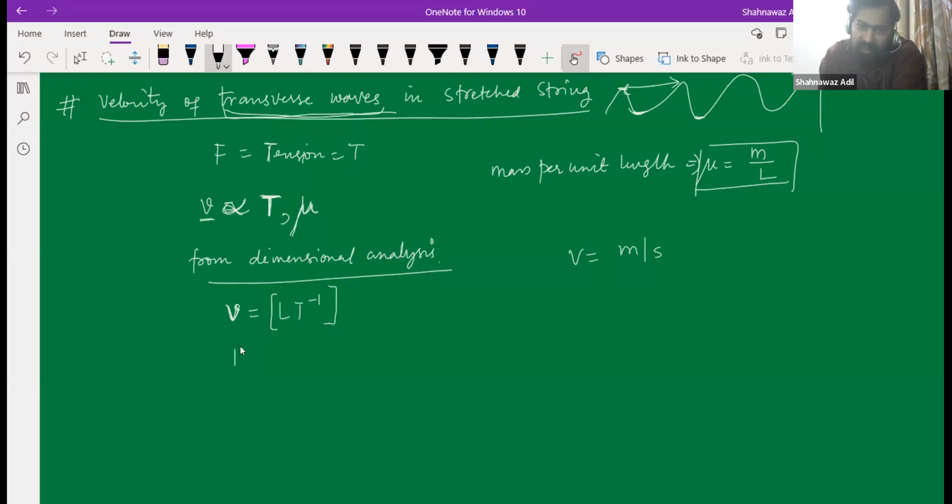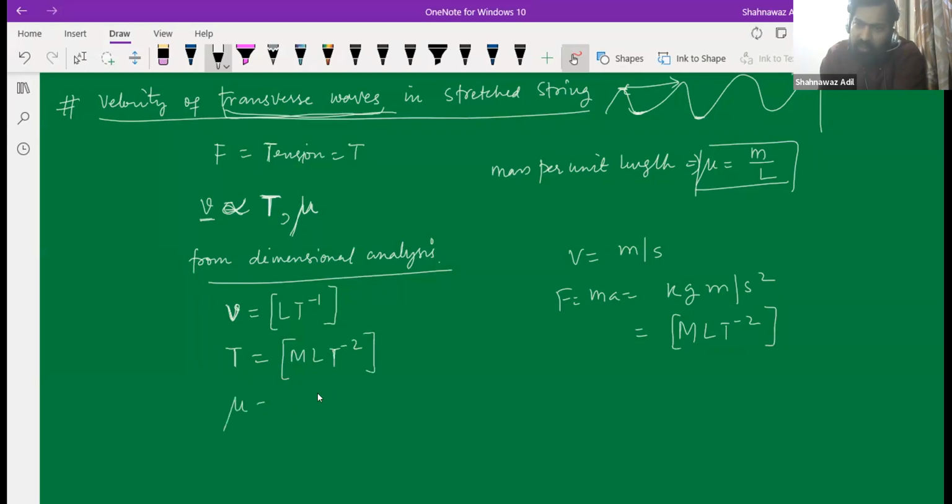Dimension of tension, what would be that? Remember, this is force, M into A. M is kg, and acceleration is meter per second square. So the dimension would be M L T minus 2. Right, good.